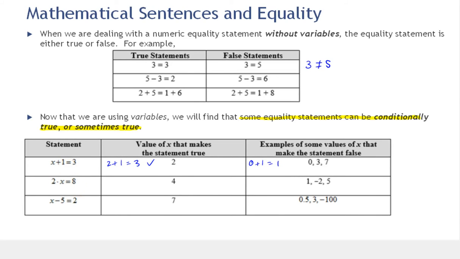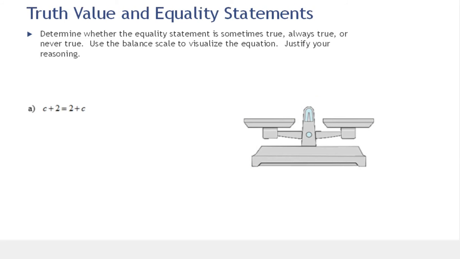So that's the idea we want to look at here, this understanding that some values of a variable can make an equation true, and in those cases we will say that it is conditionally true or sometimes true. So let's look at some examples. Truth value and equality statements. So these are equality statements, and we're going to determine their truth value, whether they are sometimes true, always true, or never true. And we're going to use the balance scale to visualize the equation and justify our reasoning.